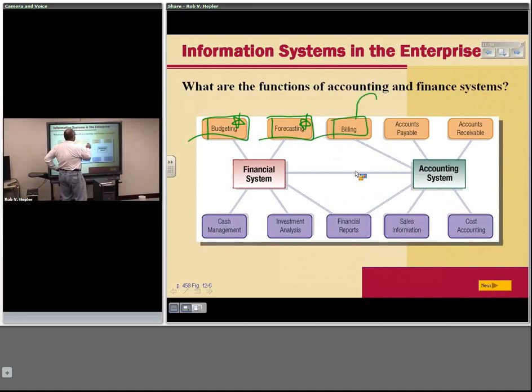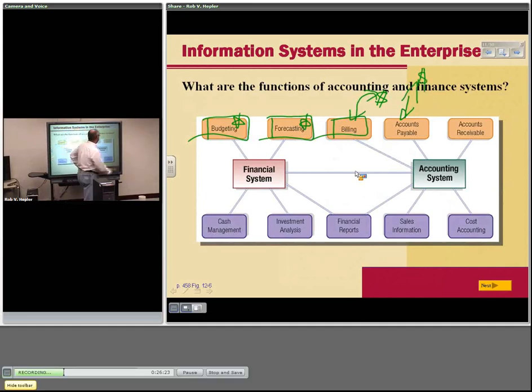Billing, obvious, that's where the money comes in. Well, that's where you tell folks what they owe. Payable is where the money goes out. Who do we owe what? AR.